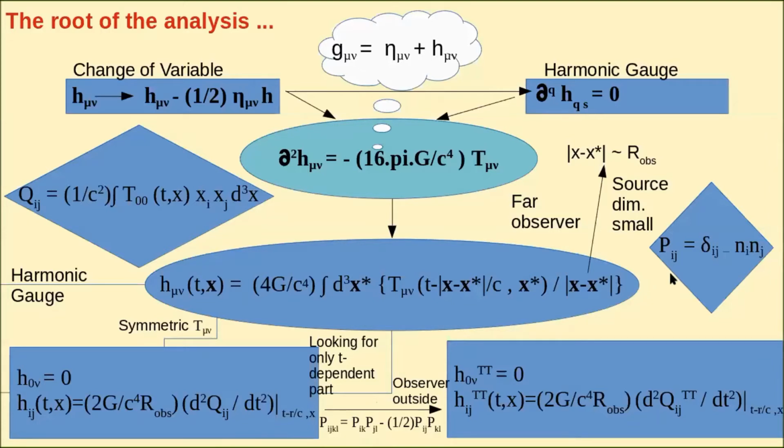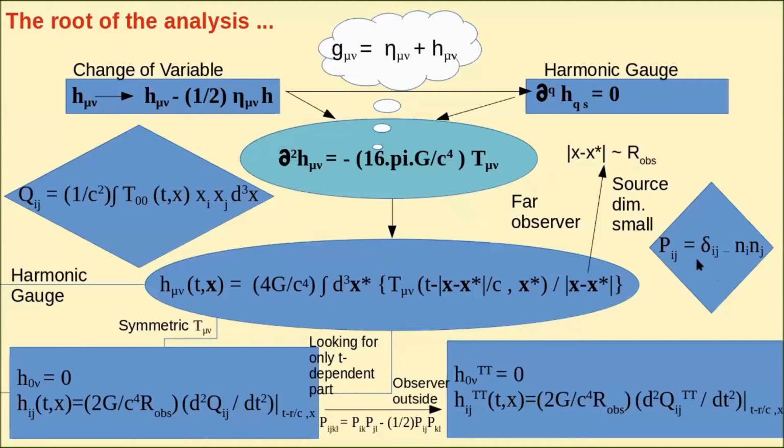So for this transformation, we would like to introduce the Pij quantity, that is basically delta ij minus Ni Nj, where Ni is the unit vector from the origin of the coordinate system towards the observer.